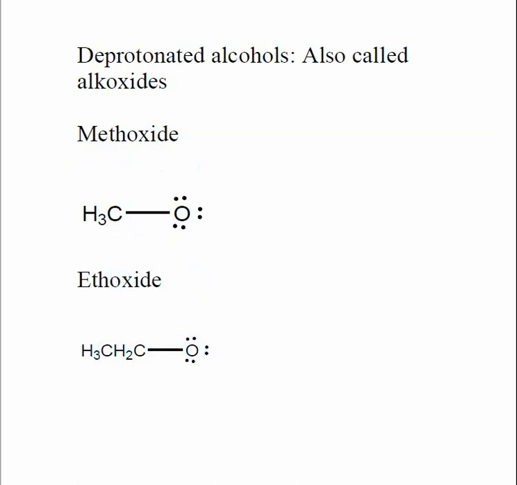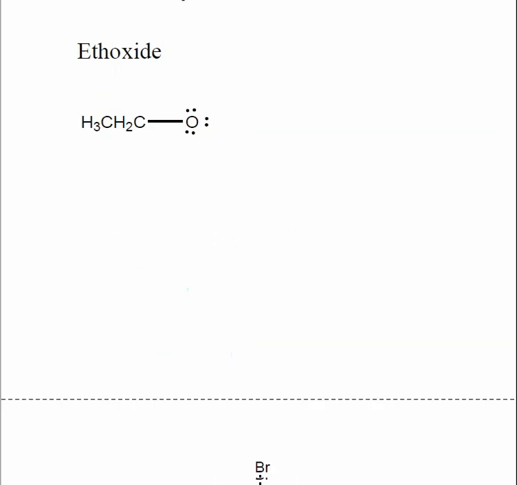These are among some of the most commonly used nucleophiles that we know about. So remember, alkoxides just mean a deprotonated alcohol. Methoxide and ethoxide are specific examples of alkoxides. One is made from methanol, one's made from ethanol, and these are our common good nucleophiles.